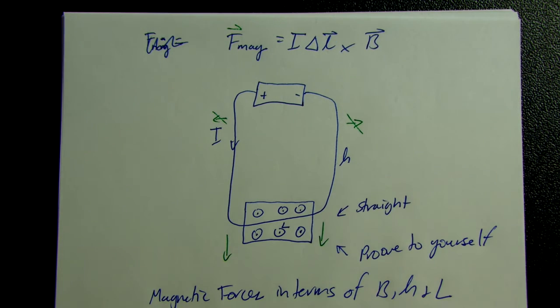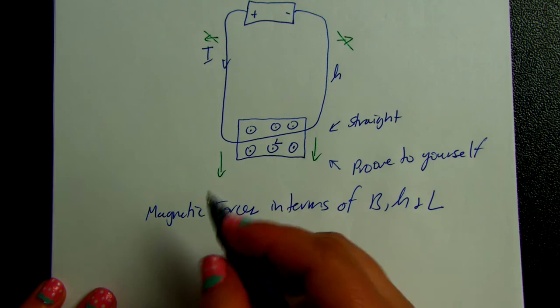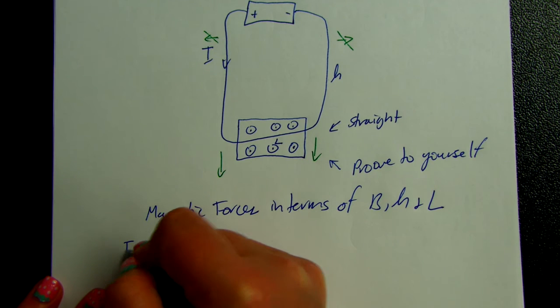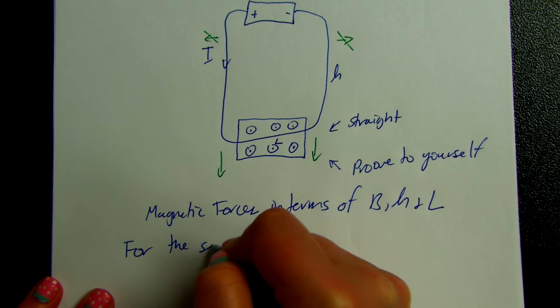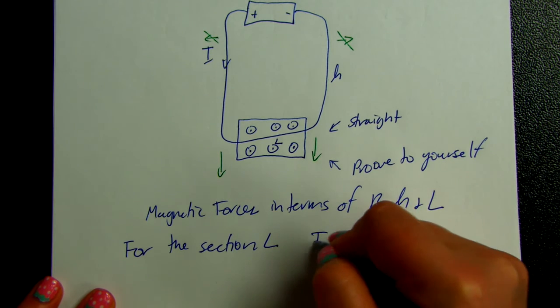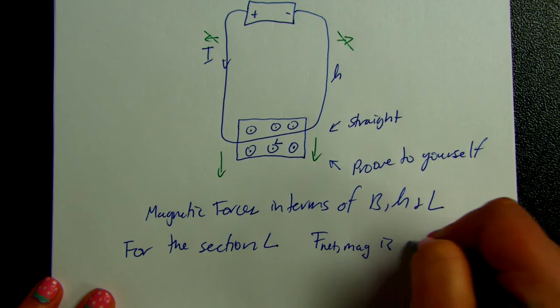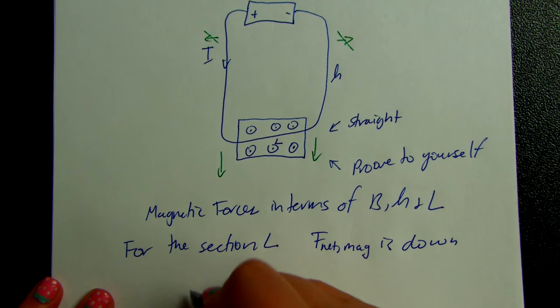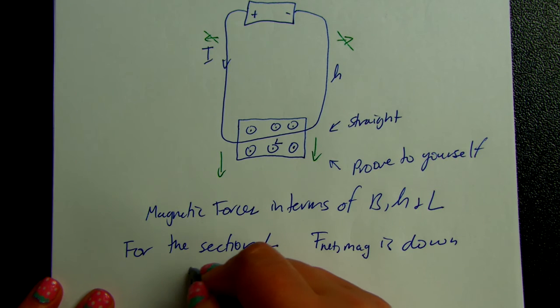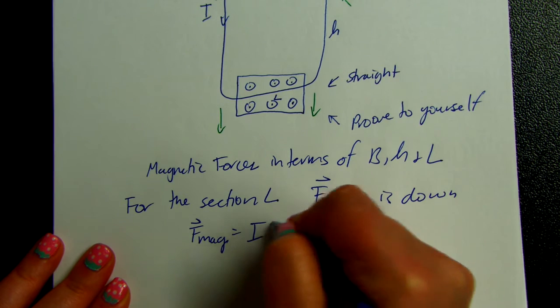Convince yourself this is true. Never believe me. Always prove things to yourself. Okay, so for the section L, which is the interesting one, F net magnetic is down, and so F magnetic is equal to ILB.